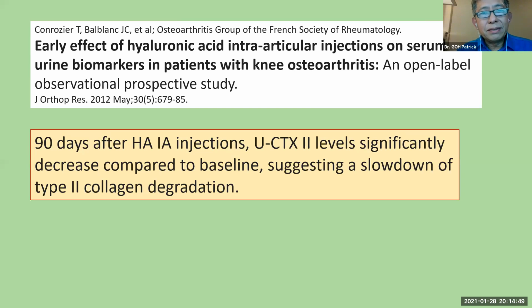There is a protective effect shown in this study, which was in 2012 actually, and what this was using was urinary CTX-II, which is an excretory product of collagen type 2. The level of CTX-II excreted in the urine correlates in general with severity of osteoarthritis. What the study showed was that 90 days after receiving the hyaluronic acid, the urinary CTX-II level significantly decreased compared to baseline. So they concluded it suggested a slowdown of degradation of the cartilage.